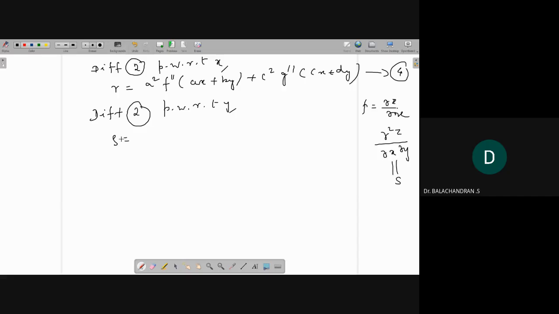S is equal to f double dash of ax plus by into ab, plus ab into ab. Please write.